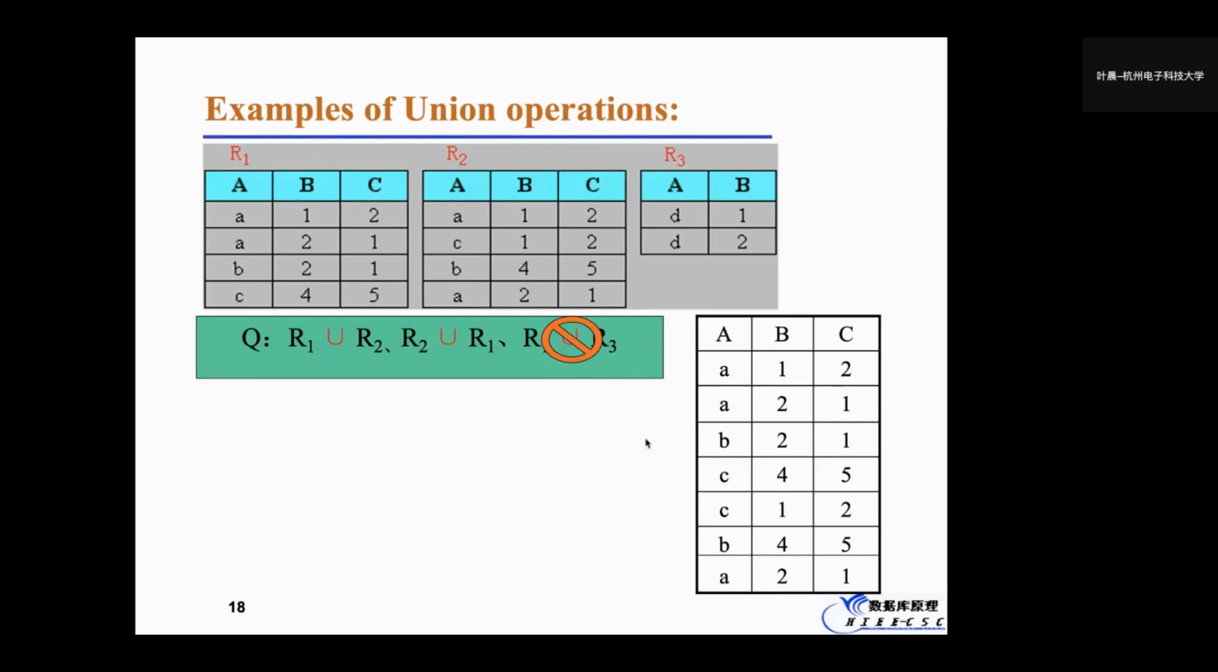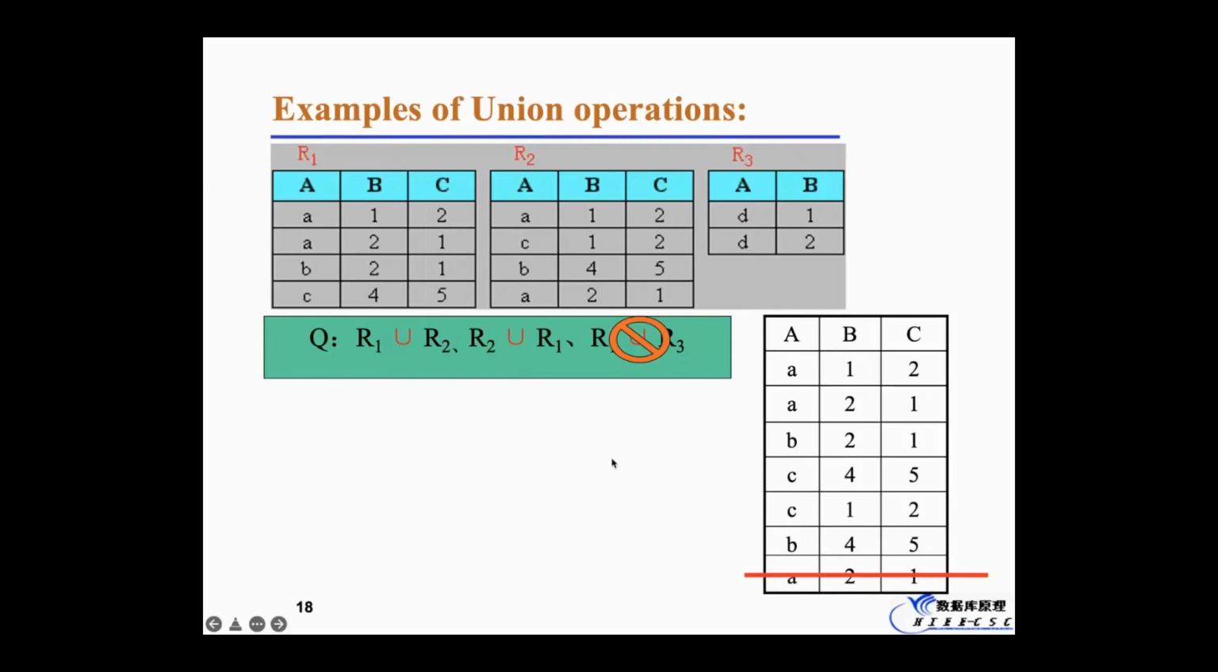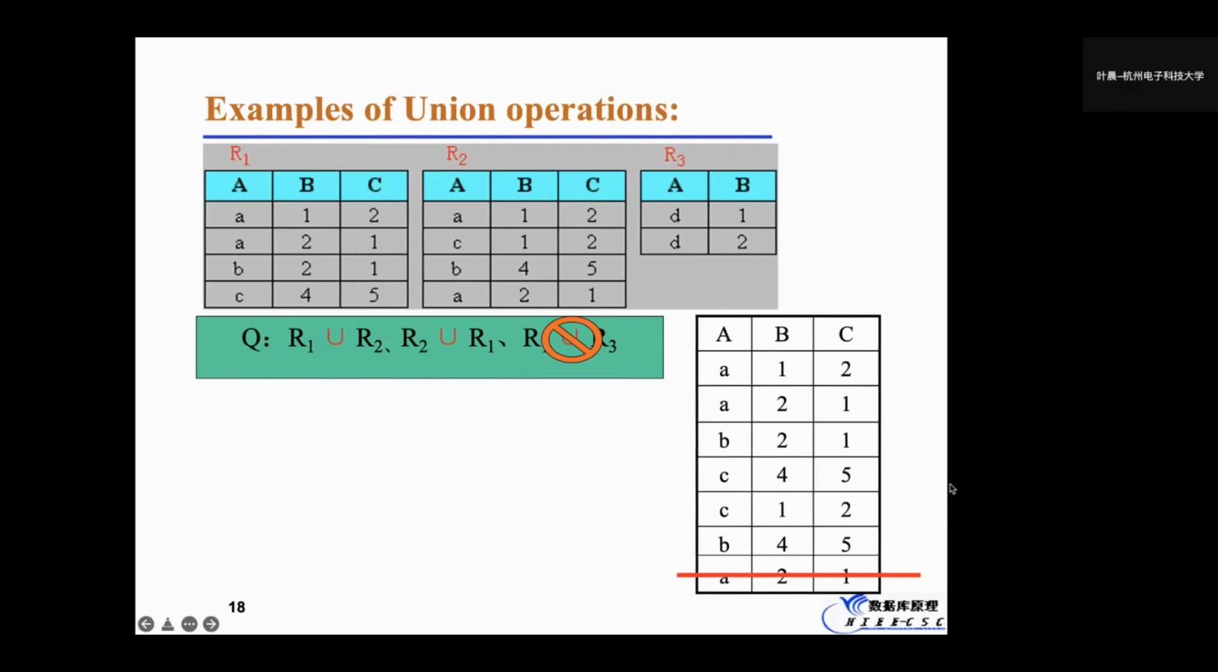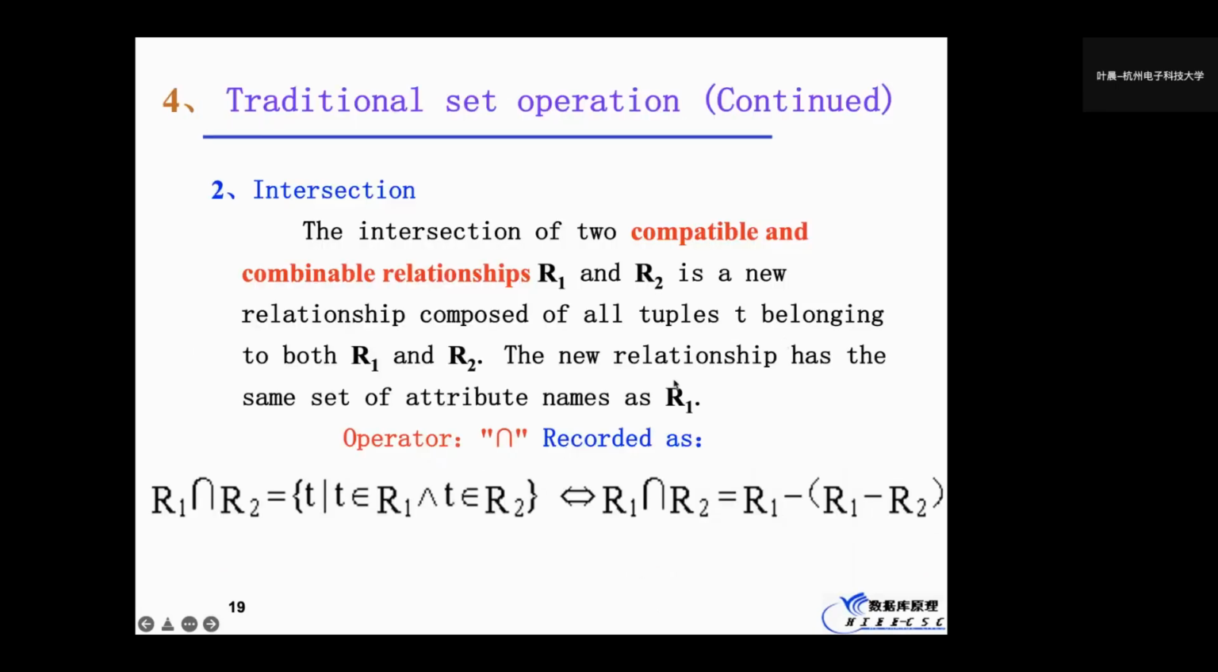And here we can see the result: as we have duplicate tuples, we removed one. Then let's see the intersection operation. For the intersection of two relations, we first need to make sure that these two relations are compatible and comparable.